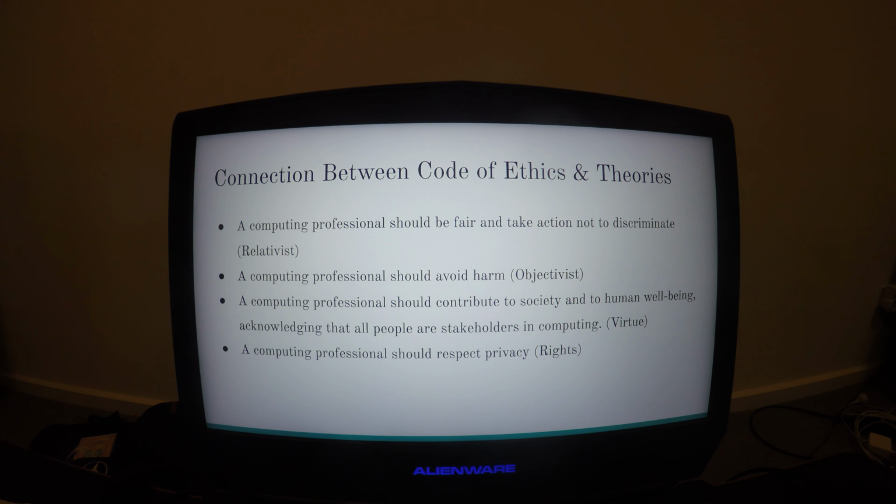And lastly, a computing professional should respect privacy, which has a connection with rights, because every individual has their own rights, especially privacy. So as a computing professional, it is essential to respect individual privacy, specifically on personal information that is vulnerable. And additionally, a computing professional is responsible to promote confidentiality.